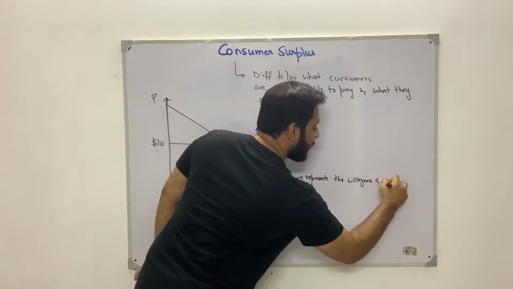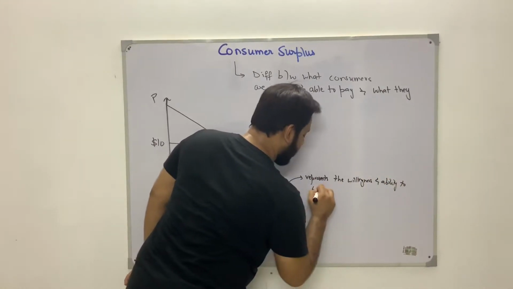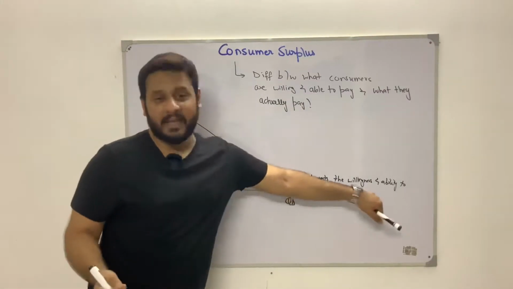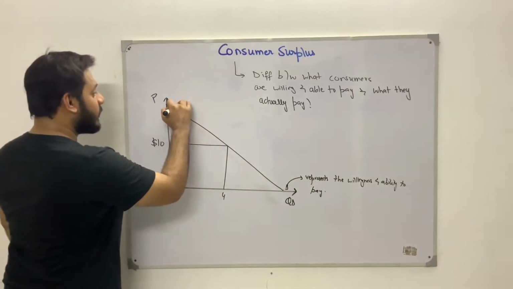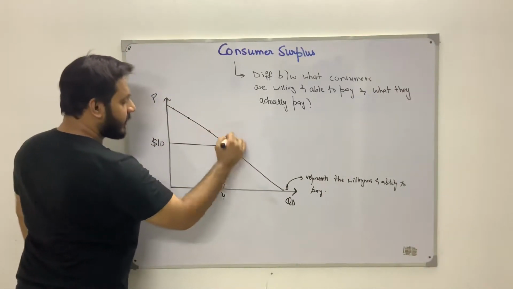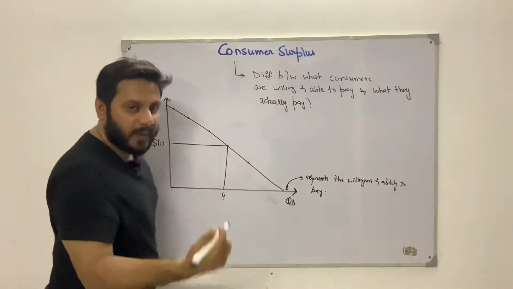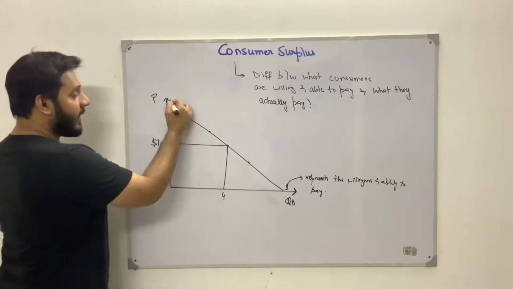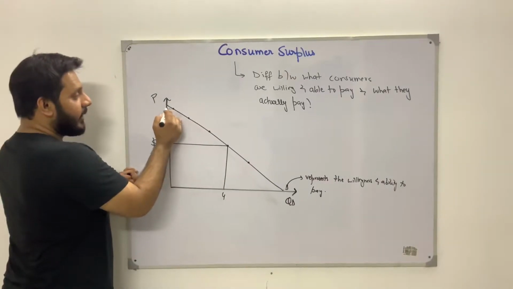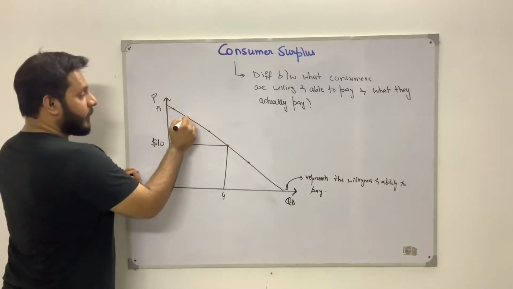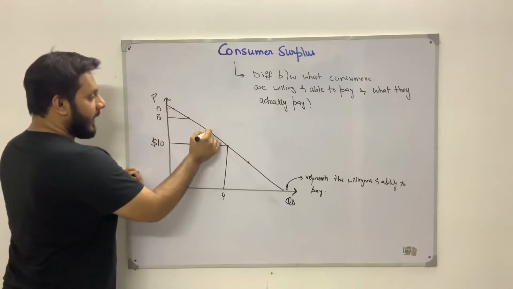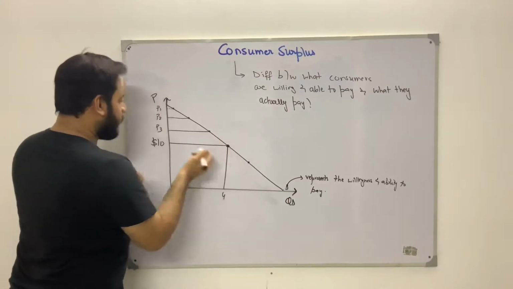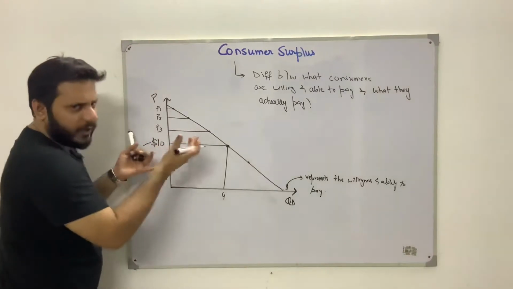Perfect. Now guys, you know that the demand curve represents the willingness and ability to pay, right? If you recall the definition of demand, it was the willingness and the ability to pay. That is, each point on the demand curve is representing the consumer's willingness and ability to pay that amount, right? So for example, if I take this point, then I can say that the consumer is willing to pay, let's say, P1. At this point, the consumer is willing to pay, let's say, P2. At this point, the consumer is willing to pay P3, right? And at this point the consumer is willing to pay, let's say, P4, which is $10.